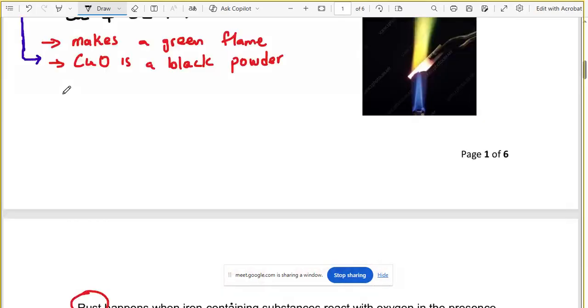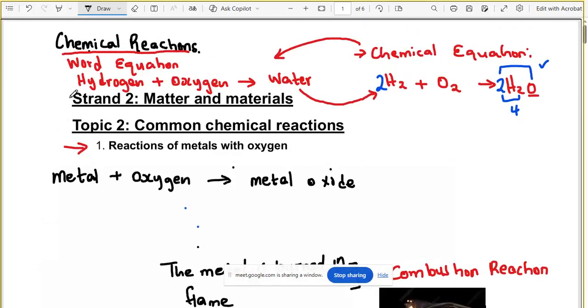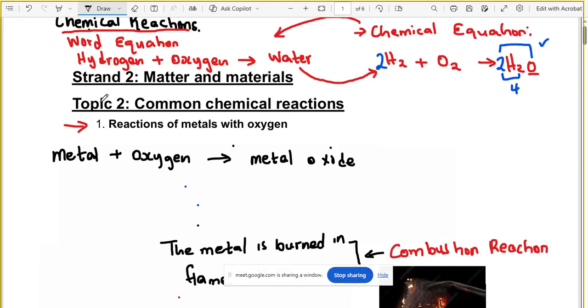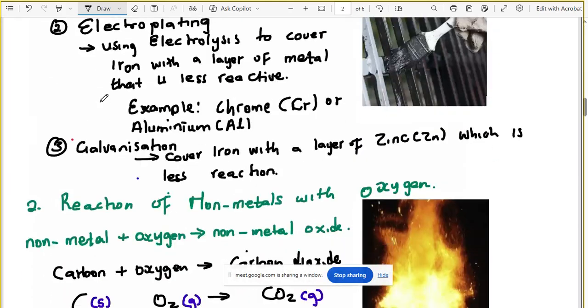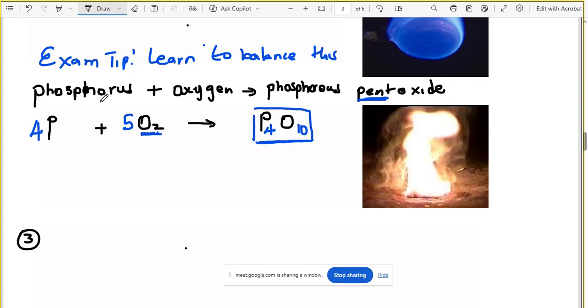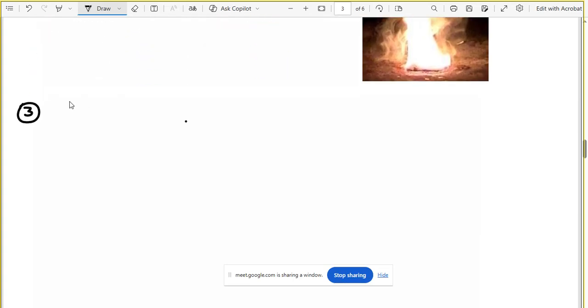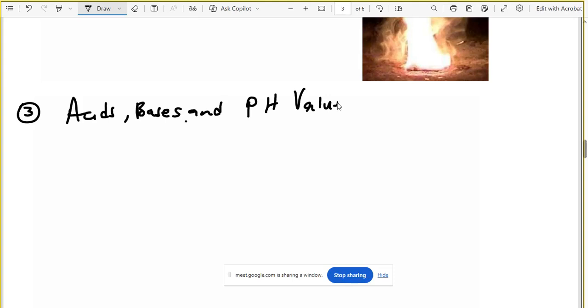The first one we talked about was the reaction of metals with oxygen. Then we discussed the reactions of non-metals with oxygen. So now I need us to understand acids, bases, and pH values.